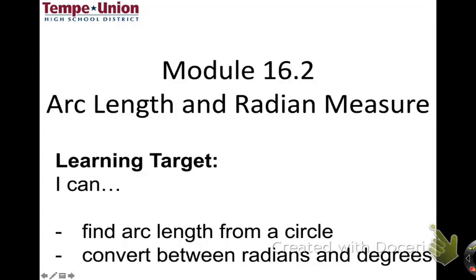All right, so today we're going to talk about Module 16.2. It's about arc length and radian measure. What I'd love you to be able to do by the end of this video is to calculate the arc length of a circle and to convert between radians and degrees back and forth pretty easily.